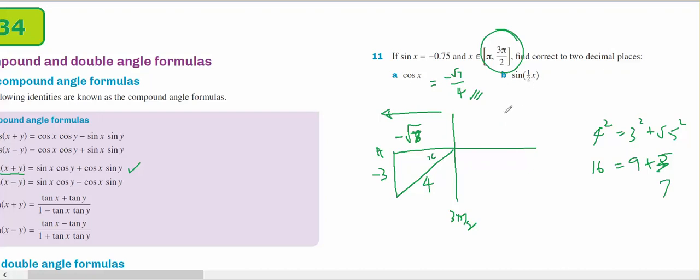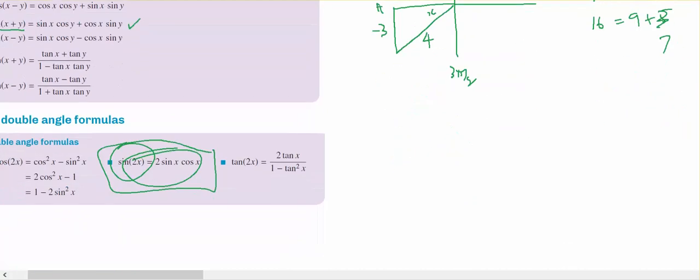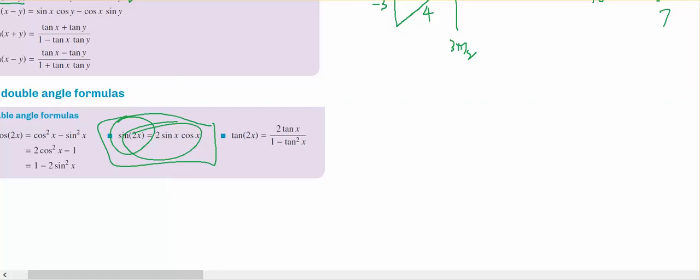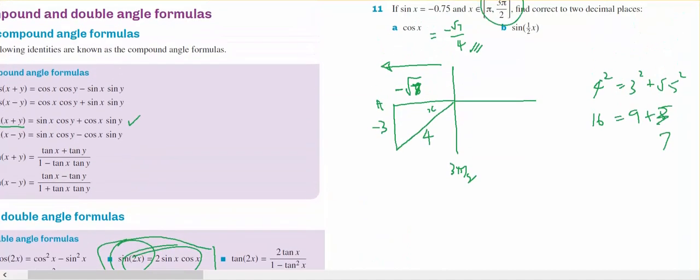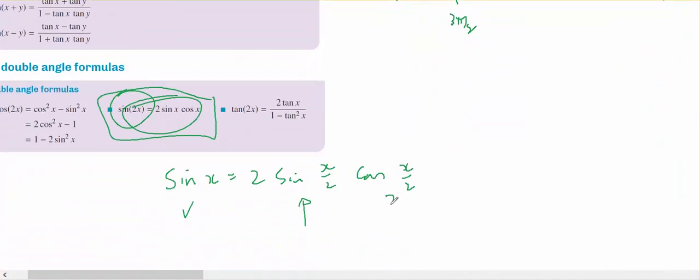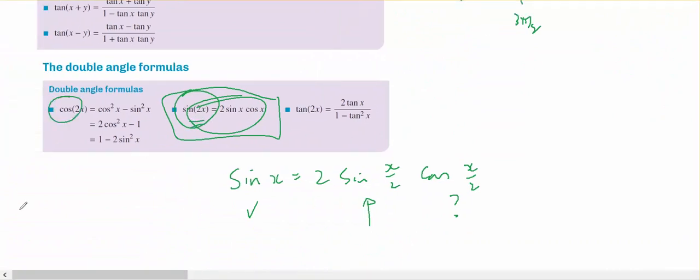The sine of a half x, I would like to think about the sine of x should equal 2 sine of x on 2 cos of x on 2 using the double angle formulas. I know what this is. I'm looking for that. Is that correct? Sine. But I don't know that. So maybe I don't use this one. Maybe I use this one.